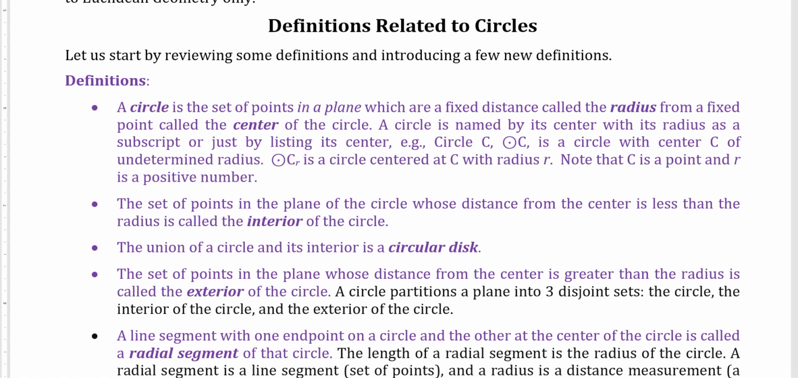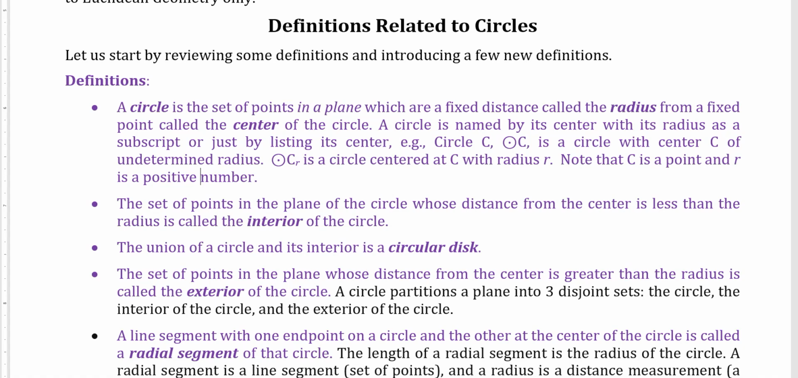The set of points in the same plane as a circle, whose distance from the center is less than the radius, is called the interior of the circle. And the union of a circle and its interior is called a circular disk, sometimes spelled with a C instead of a K. The set of points in a plane whose distance from the center is greater than the radius is called the exterior of the circle. And so a circle partitions a plane into three disjoint sets: the circle, the interior of the circle, and the exterior of the circle.